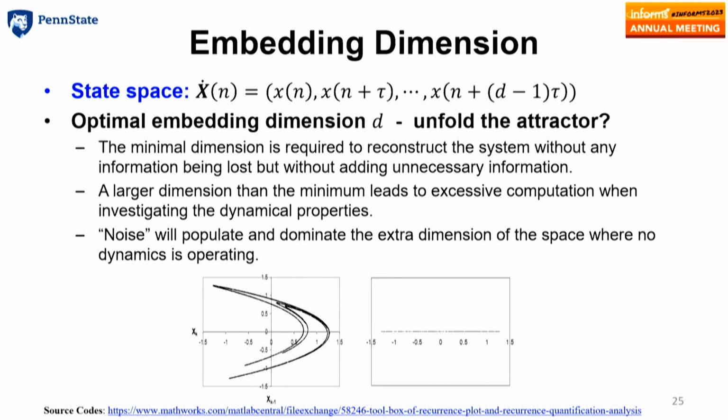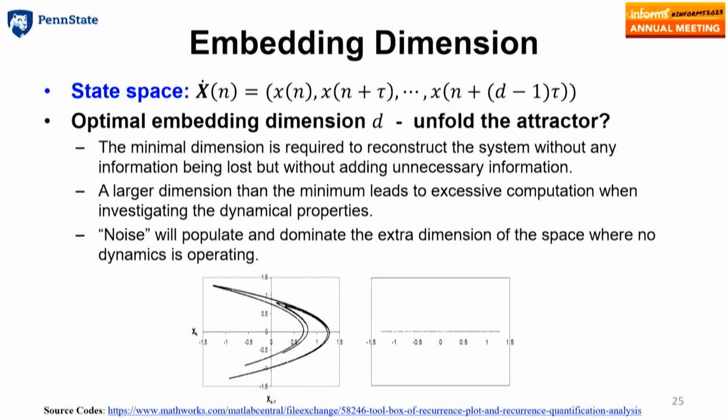For example, I have a 3D cup over here. If we put the 3D cup in four-dimensional or five-dimensional space, we don't lose any information, but we add excessive computation because we add extra dimensions. Noise will populate and dominate the extra dimensions of the space where no dynamics is operating. Here I give an example. This is a trajectory, and if we project this into one dimension, just like the Flatlander view, then this is the one-dimensional view of this trajectory.